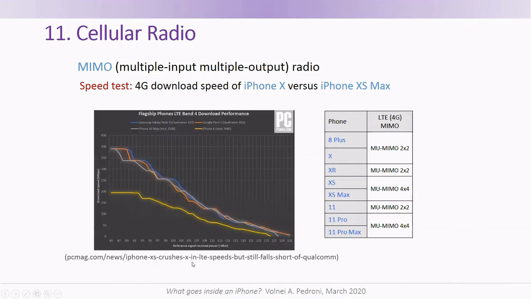They're published at this website. In gray is the iPhone XS Max, in yellow the iPhone X. So taking this as a reference, this 400 megabits per second and this 200, so it's as expected.